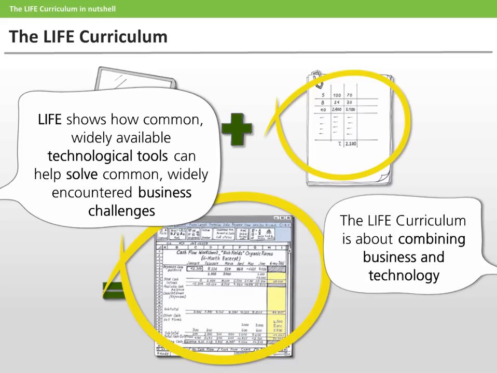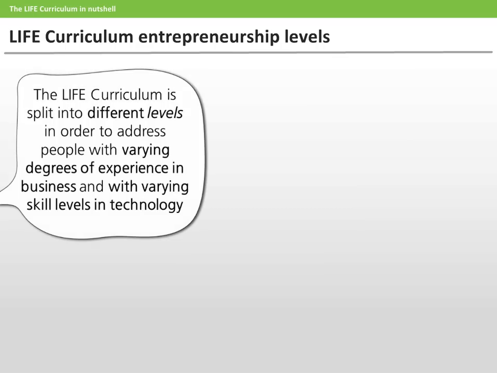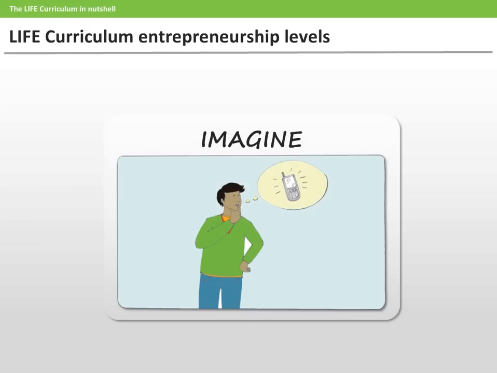Let's now see how the live curriculum is organized. The live curriculum, as you will see, is split into different levels in order to address people with varying degrees of experience in business and with varying skill levels in technology. The first level of the curriculum is called Imagine. It addresses people, often young graduates, who are still only dreaming of having their own business. Imagine offers them training on basic business concepts, helping them build the foundations of their entrepreneurial thinking.